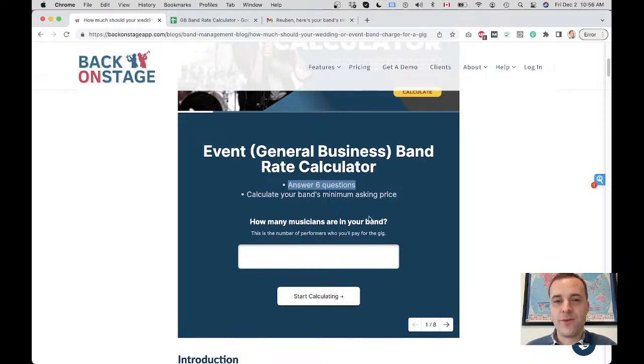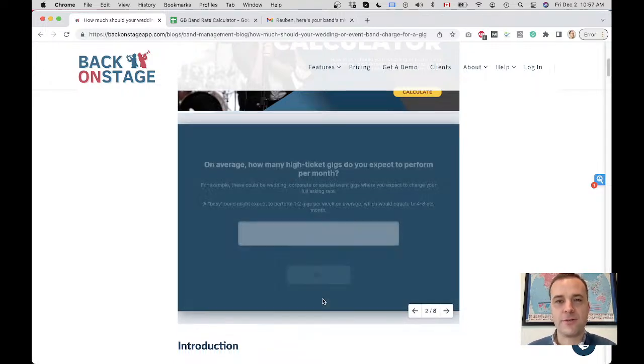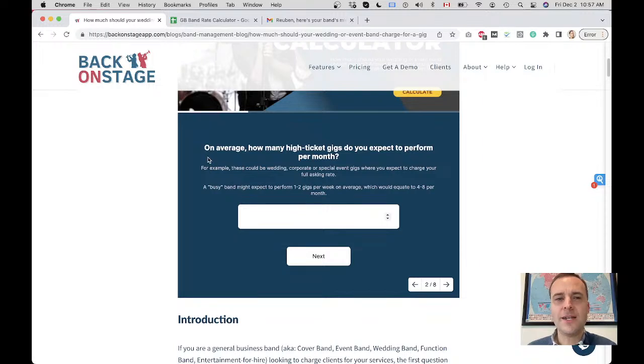So first of all, we're going to ask you how many musicians are in your band. That should be a pretty easy question, but of course you can come back and use this again and again to figure out the different rates if you've got different band sizes as well. I'm just going to plug in a 5 here for now to get us started. Now it's going to ask, on average, how many high-ticket gigs do you want to perform each month?